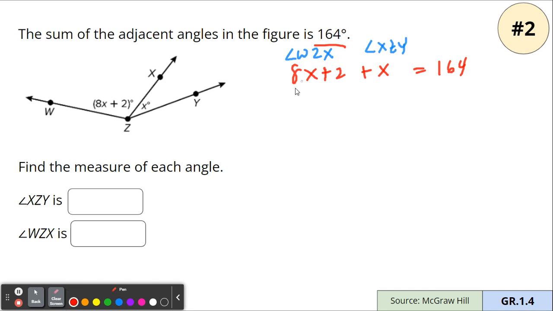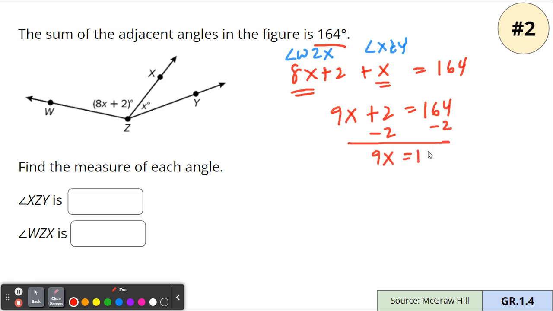Now let's combine similar terms. 8x plus x gives us 9x, plus 2 is equal to 164. Getting the inverse of plus 2, we subtract 2 on both sides. So you have 9x is equal to 162. Then finally, we divide both sides by 9. So our x is equal to 18. As you can see here, our angle XZY is x. So therefore, our angle XZY is 18 degrees.